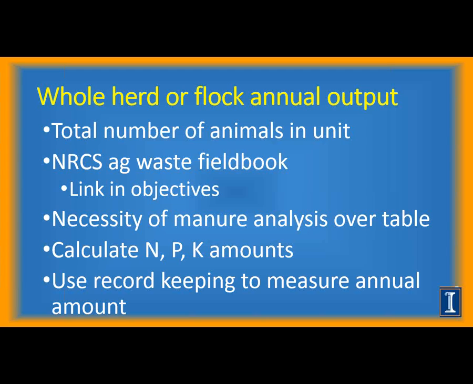So you look at the total number of animals, their daily output across a full year. There's a link in the objectives. We look at the learning objectives about ag waste and some different things to look at there. The necessity of a manure analysis is important. So again, analysis always is better than making assumptions, because it gives you a clearer idea of what you actually have. And you use record keeping to measure the annual amount of material that's going out on fields.